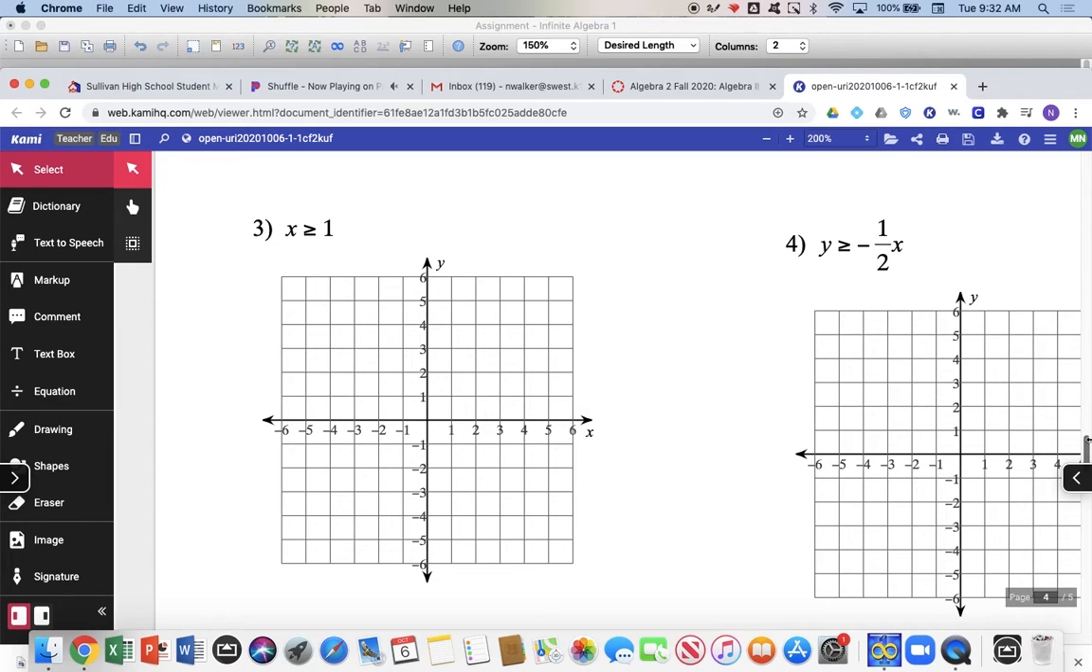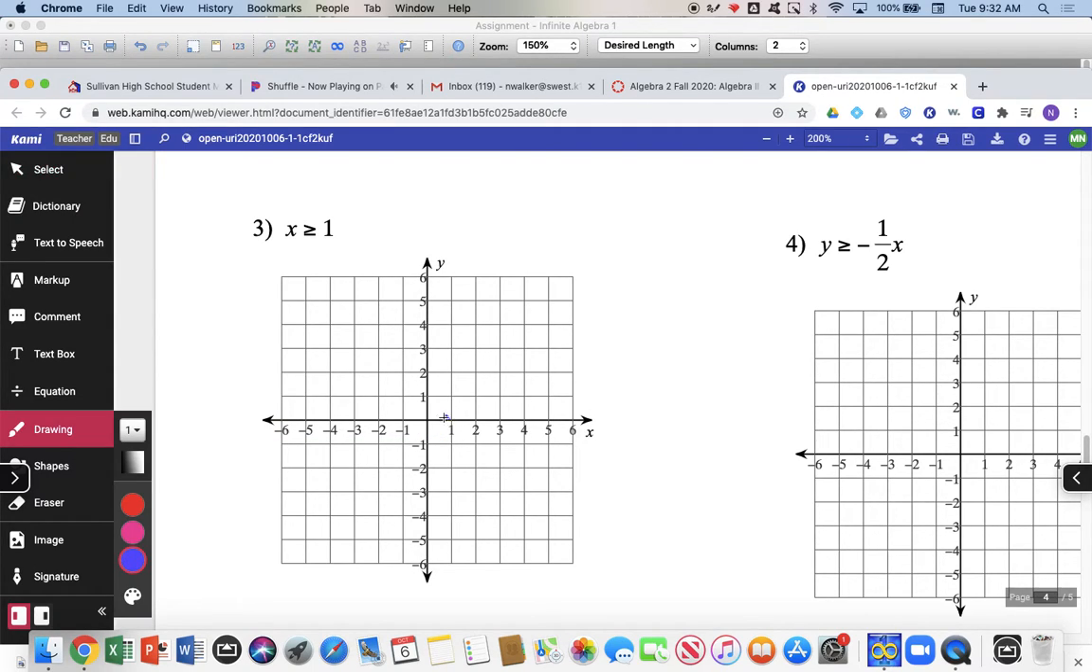All right, so we've not talked about these types of graphs since last week. Which variable are we missing? We're missing the y. So if we're missing the y, it can't touch the y-axis. So we go over on the x-axis to positive 1. All right, now, what type of line goes through the x-axis?